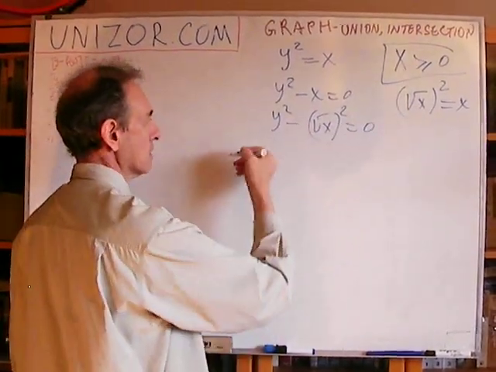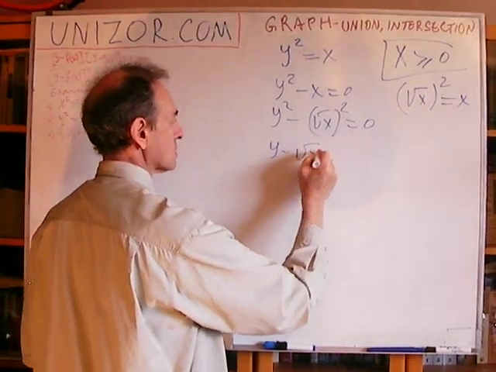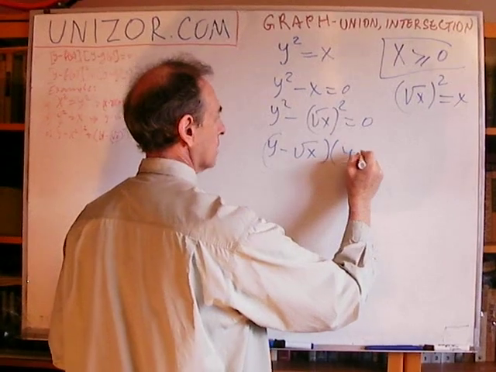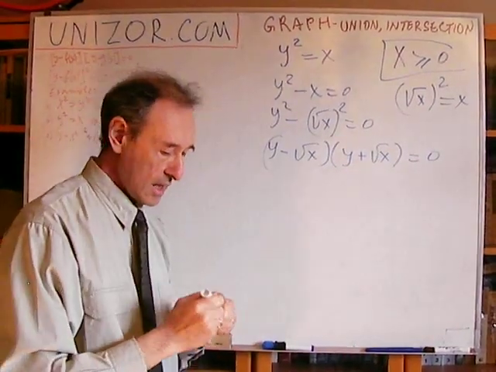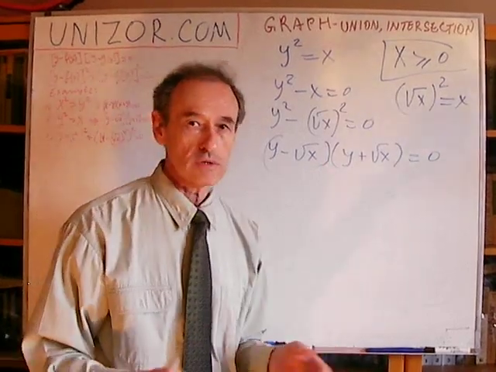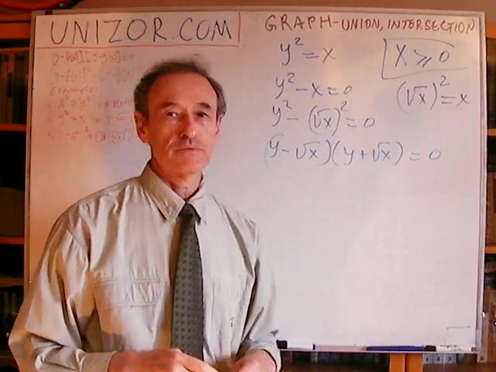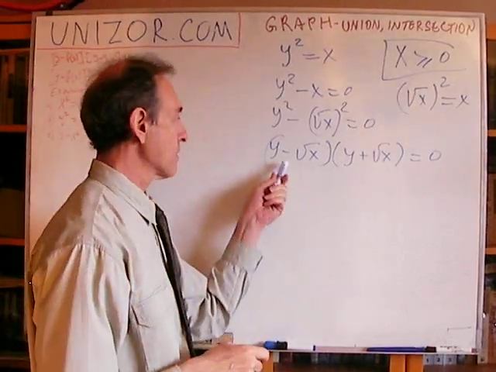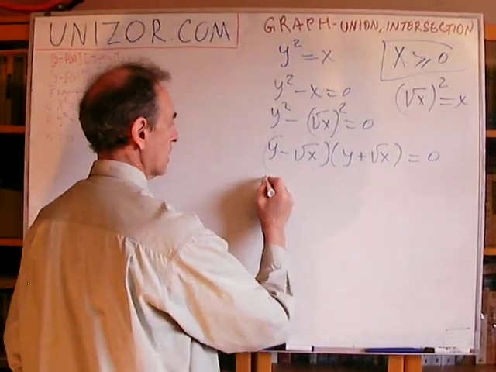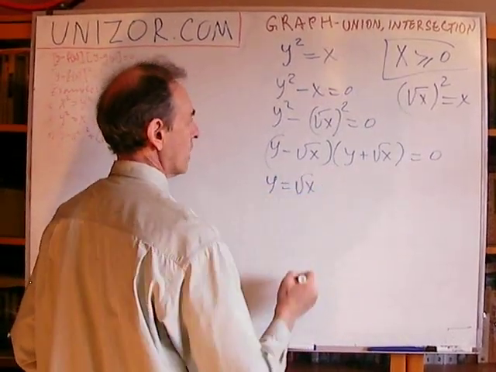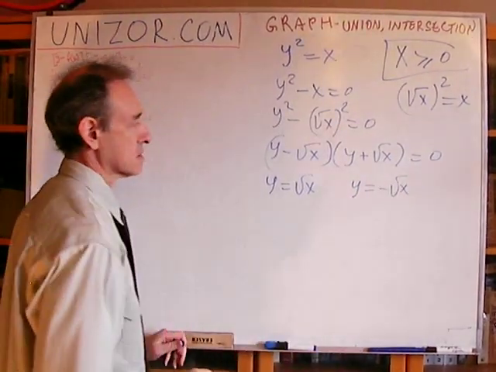Or, again, the difference between two squares is y minus square root of x and y plus square root of x equal to zero. And, again, using our considerations about when this particular function is equal to zero, either this is equal to zero or that is equal to zero. This gives me y is equal to square root of x. This gives me minus square root of x.